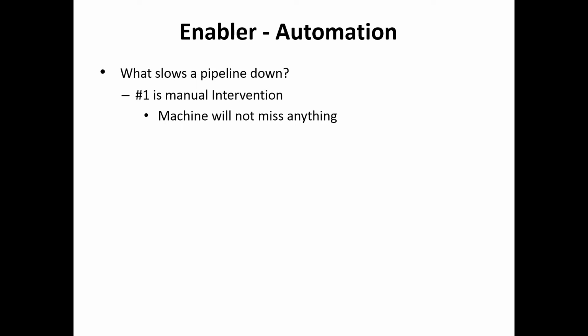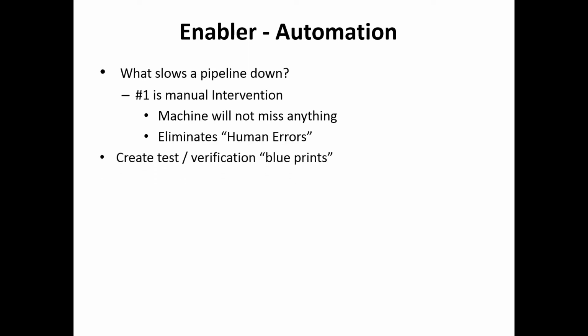So automation is a big enabler for DevOps, because we know that the pipeline is slowed down by manual work. If you have to test manually, then DevOps won't be successful. Machine will not miss anything. But we need to make sure that those automated test cases are good. And we can eliminate the human error there. So make sure that the test cases and the verification blueprints are created for automation.